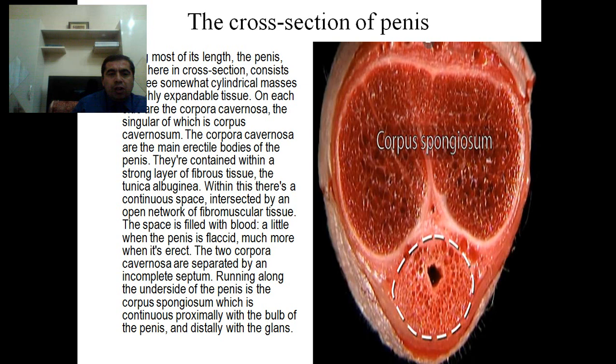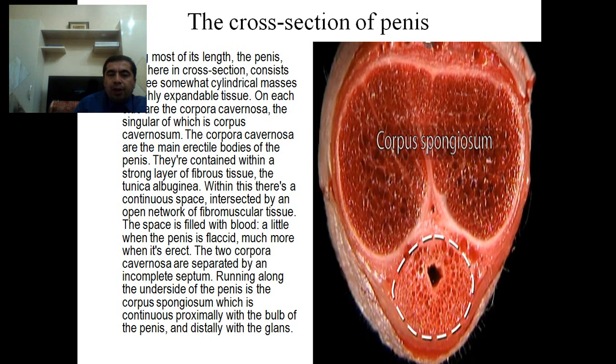The corpora cavernosa are the main erectile bodies of the penis. They are contained within a strong layer of fibrous tissue, the tunica albuginea. Within this, there is a continuous space intersected by an open network of fibromuscular tissue. The space is filled with blood, like in this picture, a little when the penis is flaccid, much more when it's erect.